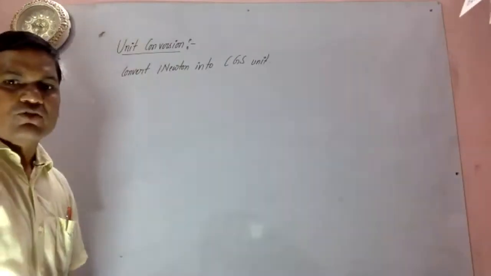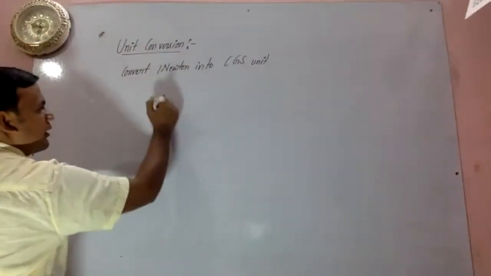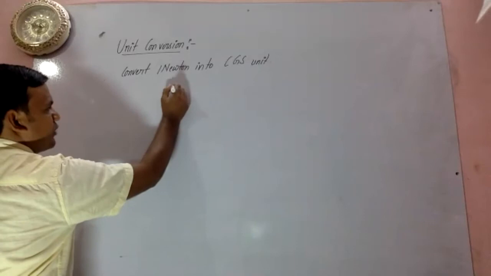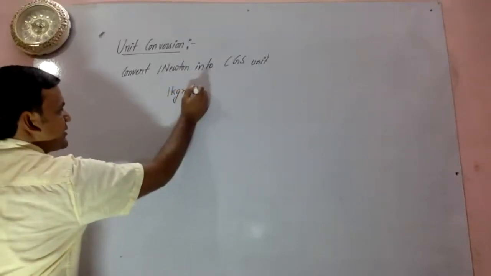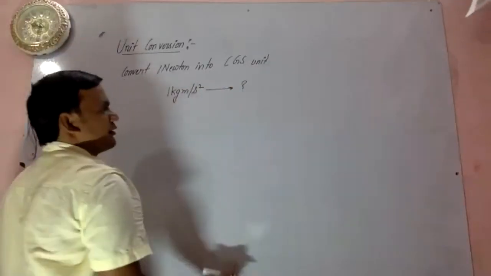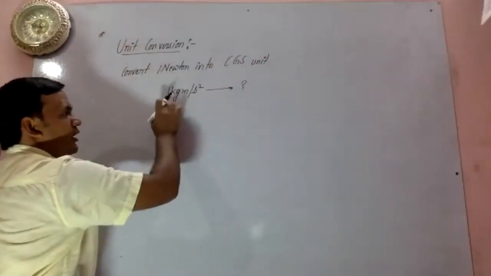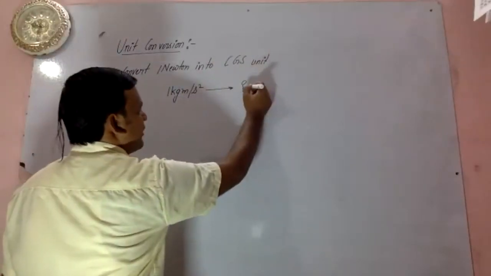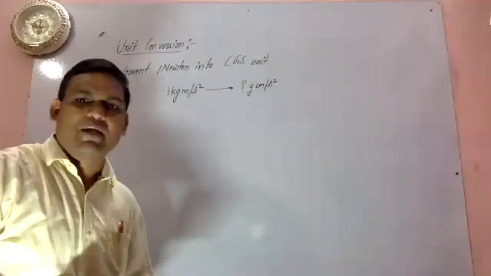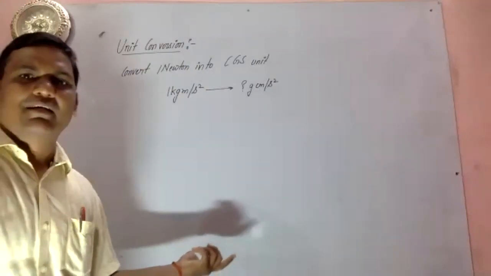Okay. So how can we do these things? You can write the unit of Newton. So this can be written as 1 kilogram meter per second square. And this will be equal to how much CGS unit? Let's say this is a question mark, and the unit of this Newton in the CGS system will be gram centimeter per second square. It will be, na? Is it clear?